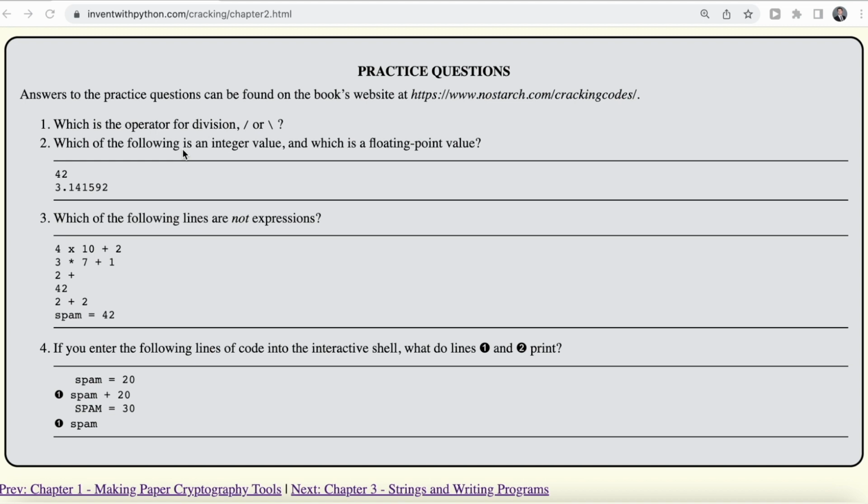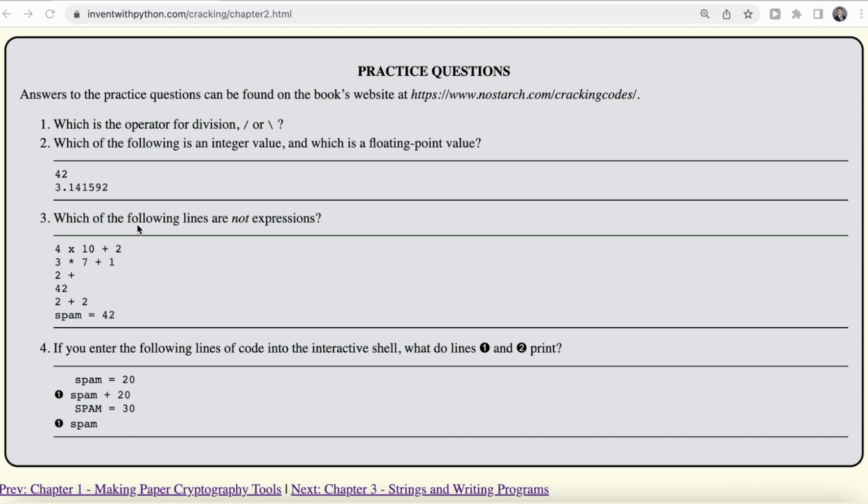Which of the following is an integer value and which is a floating point value? So we know that an integer value is a whole number, so therefore 42 is an integer value, and floating point values are values that have a decimal point. So the second number here, 3.141 and so on, is a floating point value.